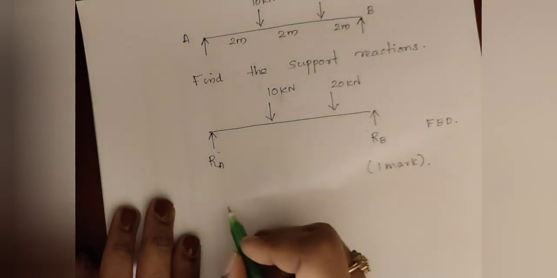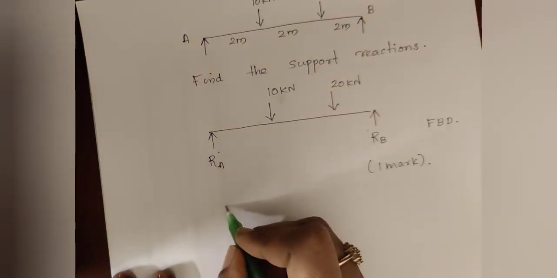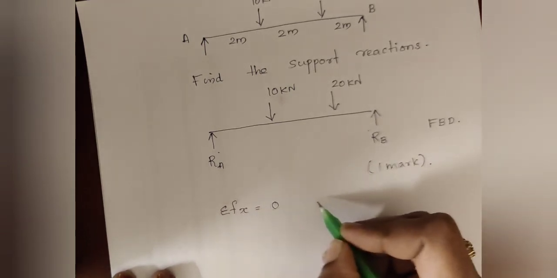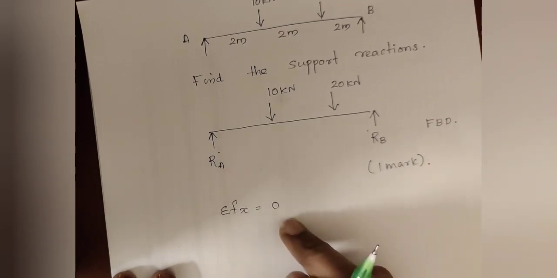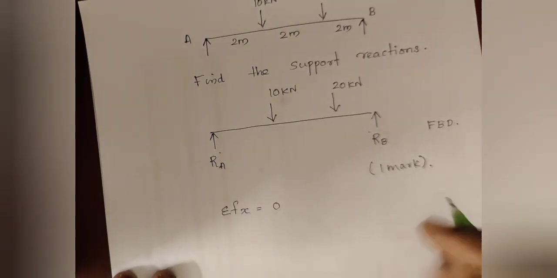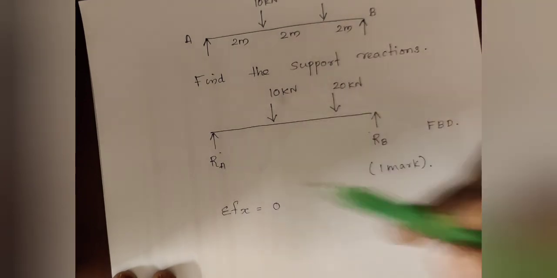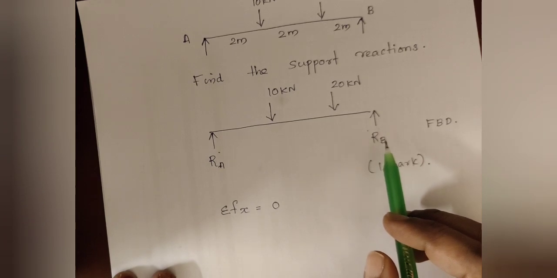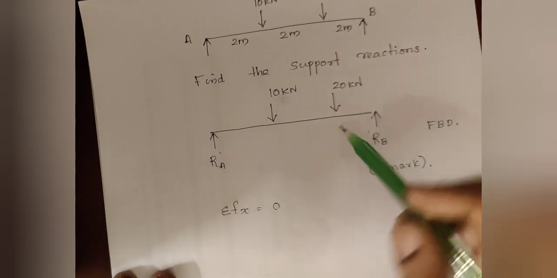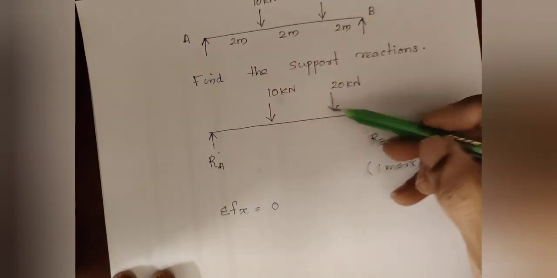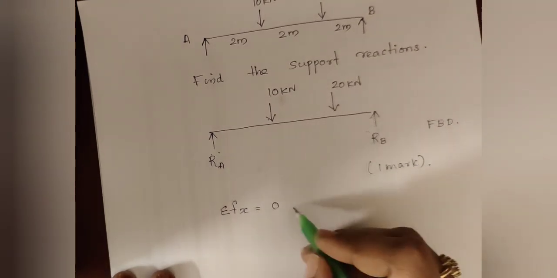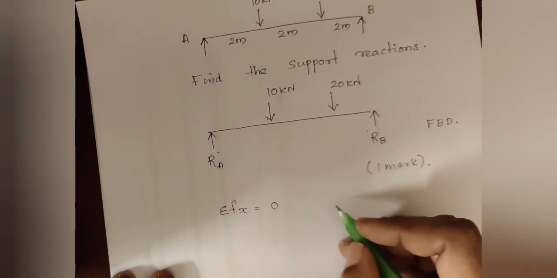So now you have to apply the equations of equilibrium. First equation is sigma Fx is equal to 0. You don't have to use this equation because there is no horizontal load. All the loads are vertical. Here the reactions are vertical, and 10 and 20 kilonewton are again vertical loads. So there is no need to use this equation.